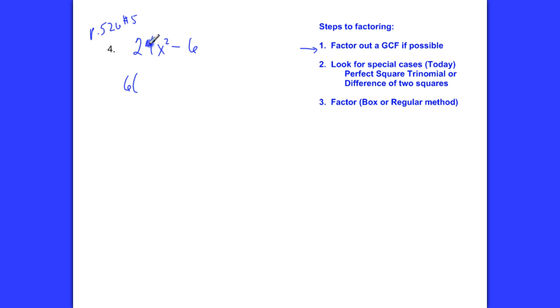So I'm going to divide out 6. 24 divided by 6 is 4, so 4x squared. Minus 6 divided by 6 is 1. Okay, look what I have now. I have 6 times 4x squared minus 1.